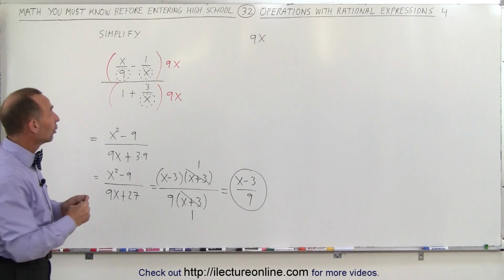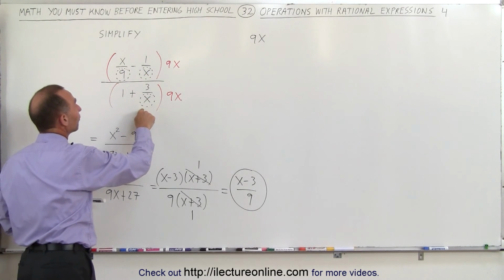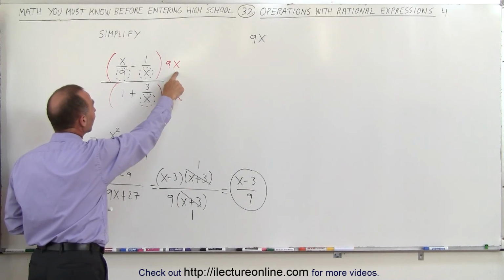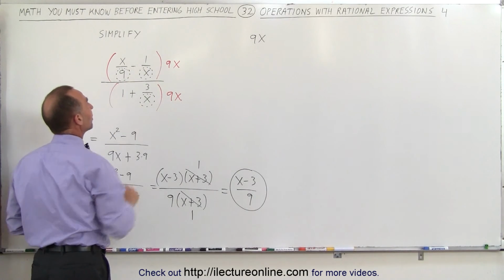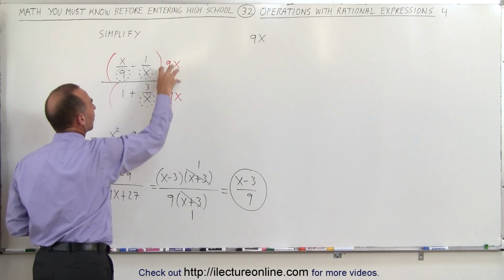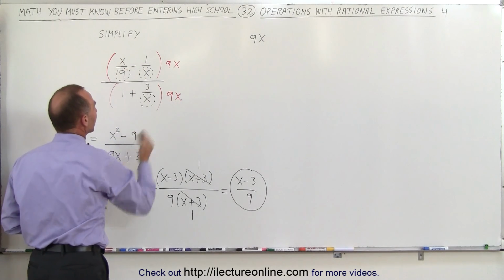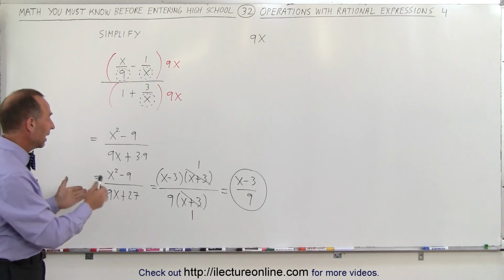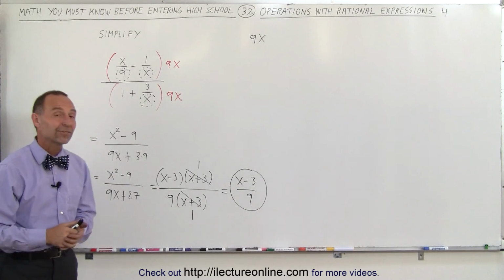Again, the trick is, look at all your denominators, find the smallest common factor, which in this case is 9x, because every denominator fits into 9x. Now multiply the numerator and the denominator by that smallest common factor to get rid of all the denominators, and then you simply reduce by factoring and canceling out. And that's how that's done.